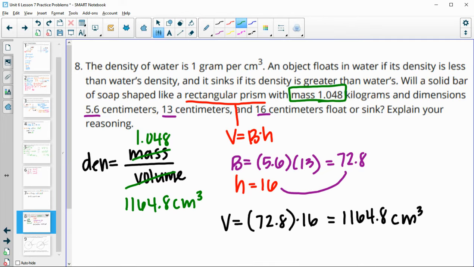And then we would divide those. The density of that soap bar is equal to 0.000899, which is way less than 1. So that is going to float. If it's less than 1, it floats, and this is way less than 1.